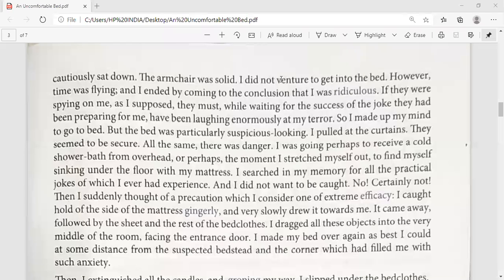Cautiously means carefully. He carefully sat down. The armchair was solid. So an armchair is a normal chair on which you can rest your arms. Okay? There are arms also, and you can rest your arms on that chair. I did not venture to get into the bed. Venture means to take a risk, so he did not take the risk to get into the bed. He was thinking that there might be something wrong in the bed, especially.